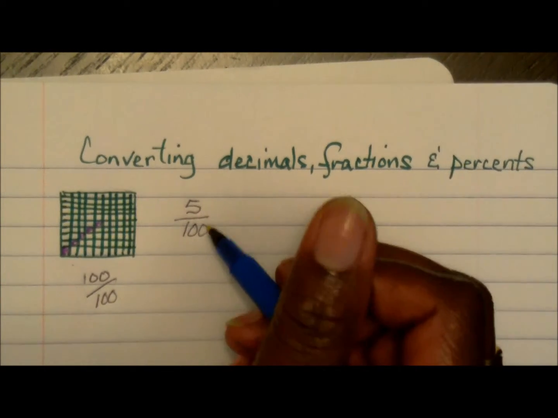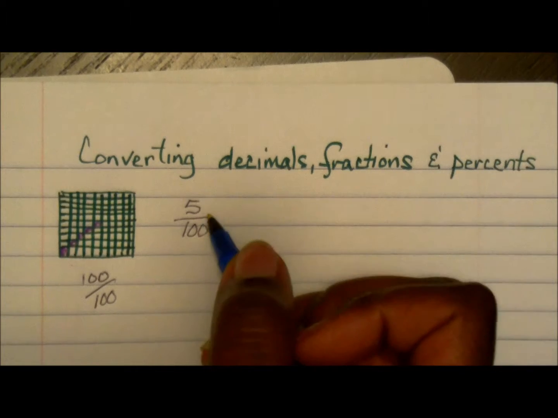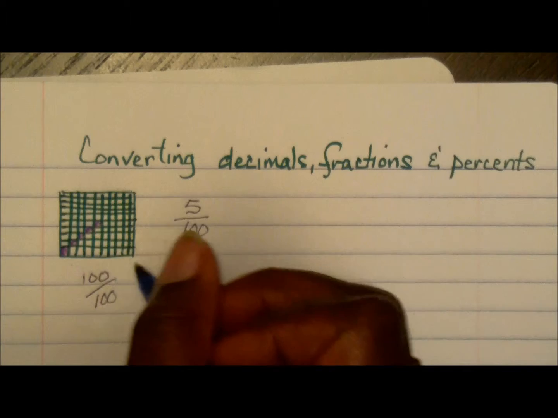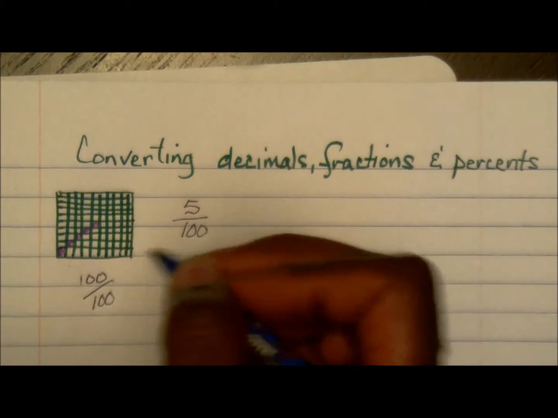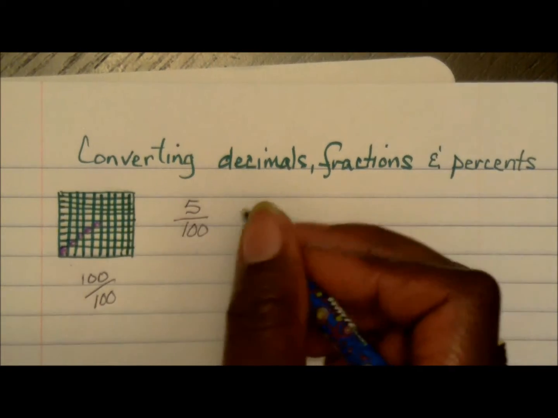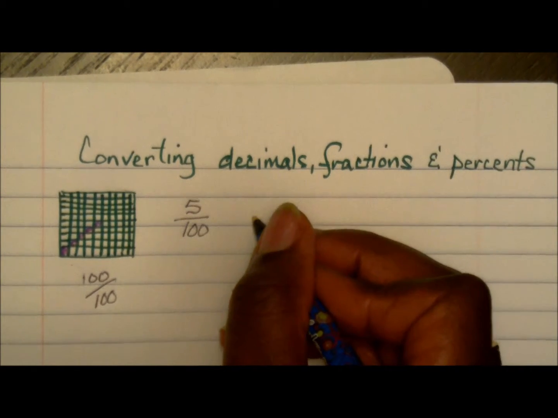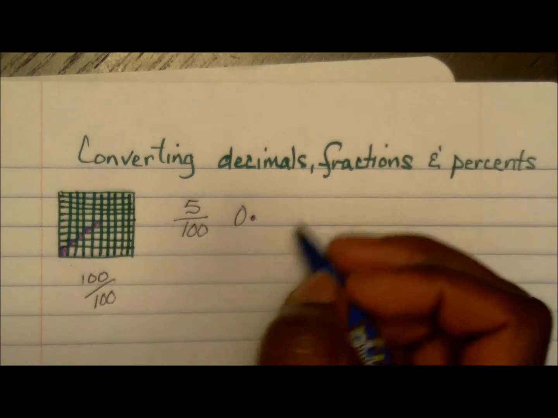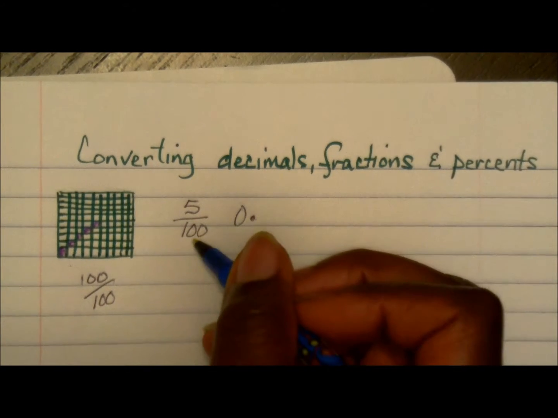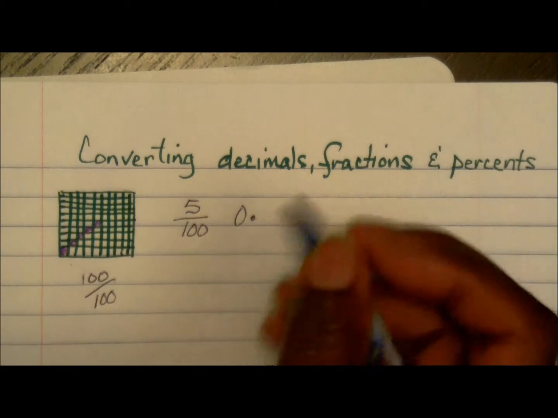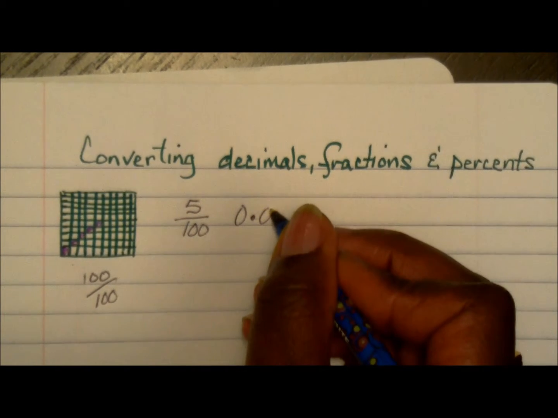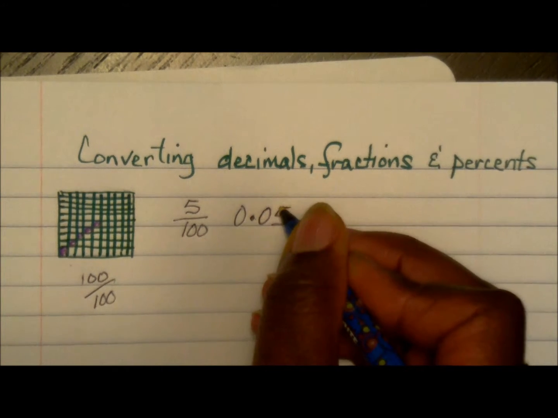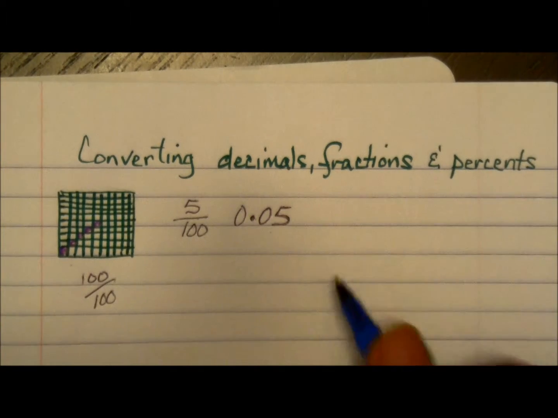How do I write this as a fraction? 5 over 100, or 5 out of 100. Now I want to write this as a decimal. I have 5 shaded, so I'm going to write 0, put my decimal point, and since it's out of 100, I need to have 2 digits behind the decimal point, so I'm going to add another 0 after the decimal point and add my 5. So that's how I show 5 hundredths.